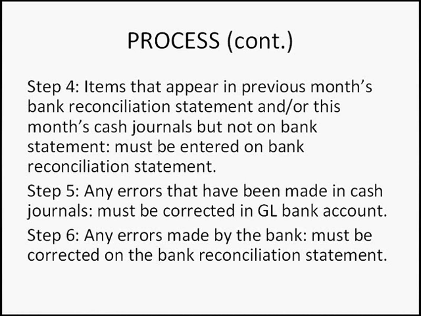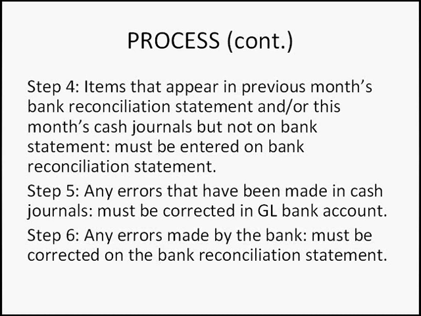And step 6 is to look at any errors that the bank made. If the bank made errors, we obviously can't make changes on their bank statement. We have to then correct it on the bank reconciliation statement. We would inform the bank of the mistake, and then hopefully on the next statement it would then show the correction of that error.